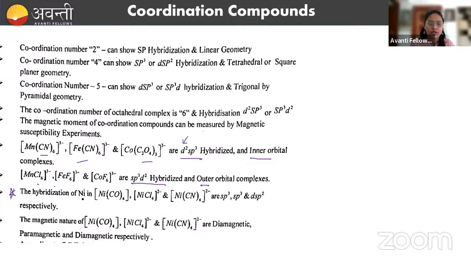Nickel complexes. So nickel complexes are what? sp3 and dsp2. So this is sp3 hybridized. Please note these 3 complexes. They are very, very important. A problem will come on this. So this is sp3, this is dsp2. That is, this is tetrahedral, and this is square planar in nature. And what about their magnetic nature? So this is diamagnetic, this is paramagnetic, and this is again diamagnetic. Very, very important 2 points. You should mark them.